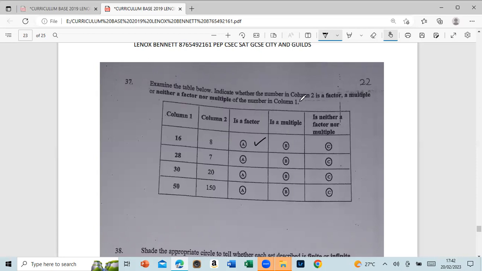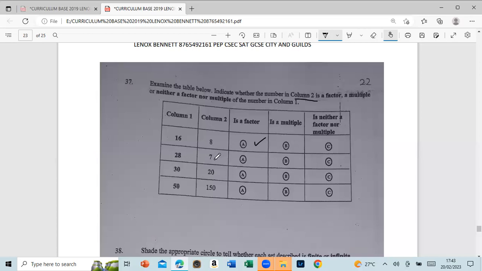It says indicate whether the number in column 2 is a factor. 8 is a factor of 16, a multiple. Okay, so it's one for one. Okay, cool. I just must choose one. It's not more than one. I think I was going in the wrong direction.